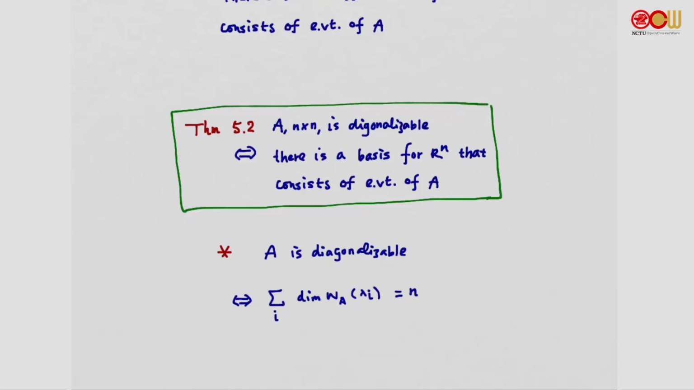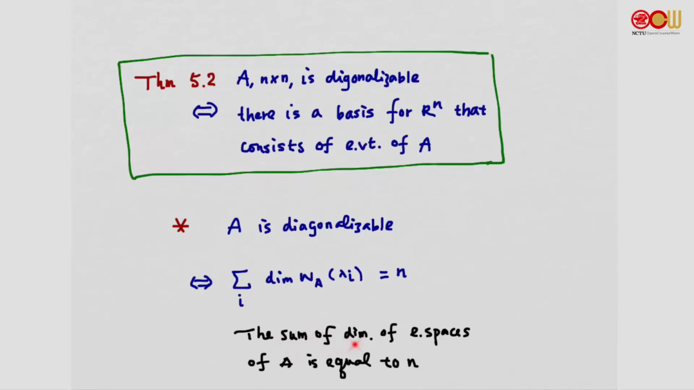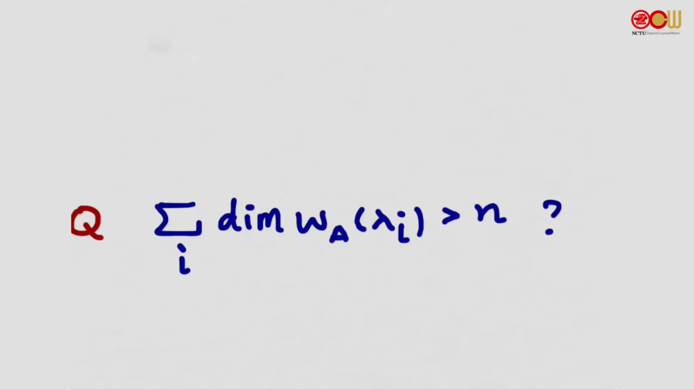And an alternative way of stating theorem 5.2 is that A is diagonalizable if and only if the sum of the dimensions of the different eigenspaces of A is equal to n. Equal to n exactly. We know this sum can be smaller than n, as we have just seen in that example. The sum can be smaller than n, but can it be larger than n?